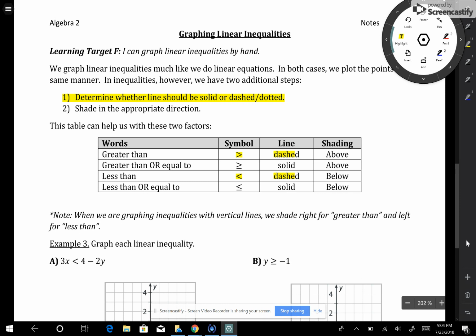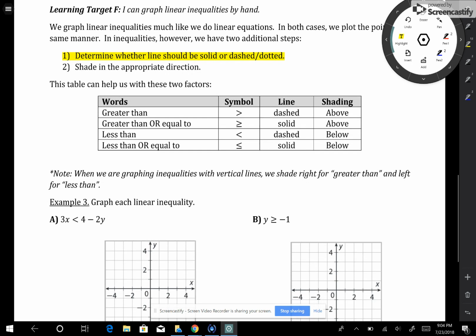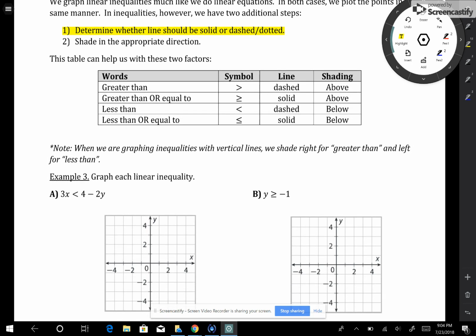All right, and I have one more note down here for us. As we learned in our first learning target, we have vertical lines that don't necessarily follow all the rules that other lines do, and this is the same because we can't shade above or below a vertical line. We are going to shade to the right for greater than and to the left for less than. Okay, let's do our first example.